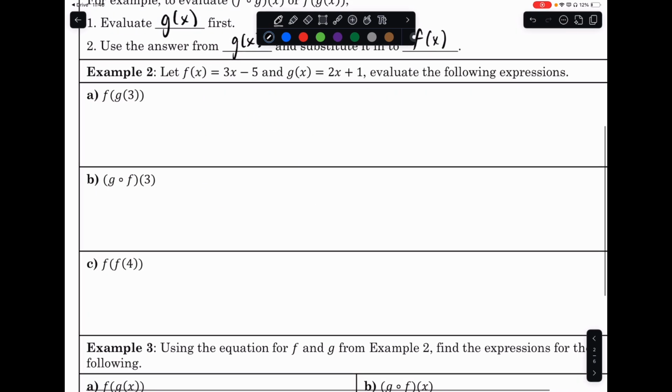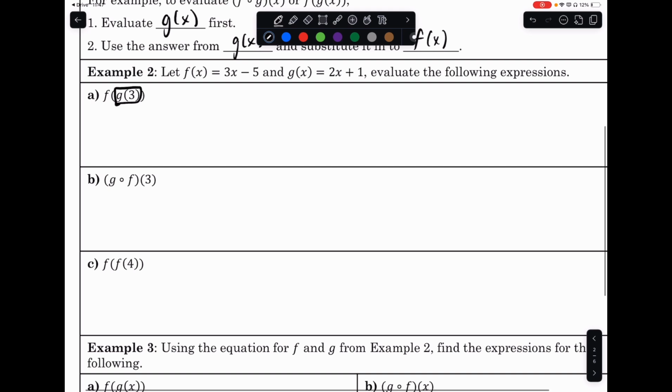So for example, let's say f of x is equal to 3x minus 5 and g of x is 2x plus 1. We want to evaluate the function f of g of 3. Well, to evaluate this, we're going to start with the inside first. So the first thing we're going to do is evaluate g of 3 and figure out what g of 3 equals. Well, g of 3 is going to equal 2 times x, which is now the value of 3, plus 1.